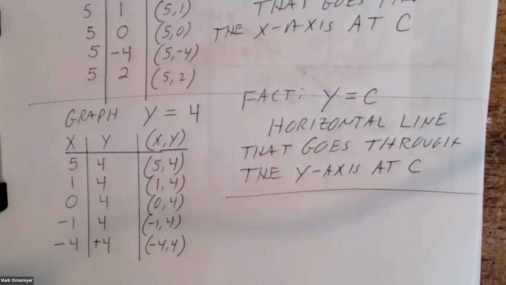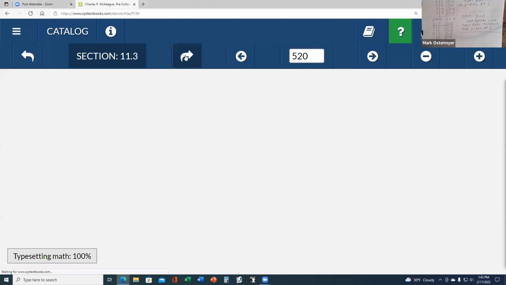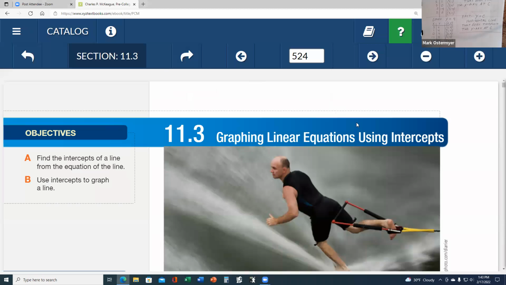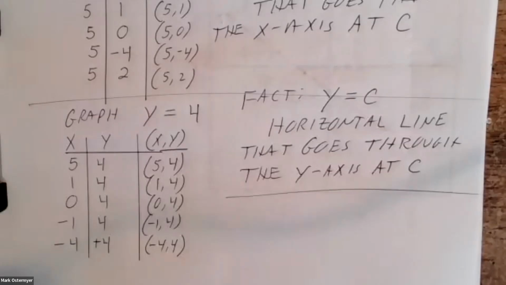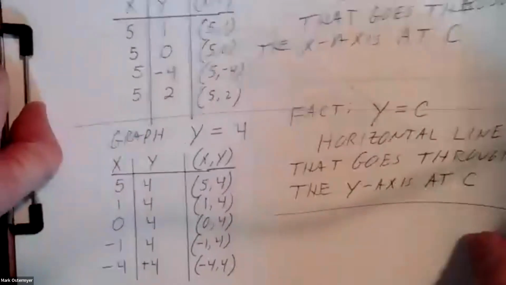All right. So any questions on how we graph a linear equation from section 11.2? All right, 11.3 is the last section we'll cover today. It's entitled Graphing Linear Equations using what are called intercepts, okay, using intercepts. What's that all about? Well, we're going to find out. So 11.3.